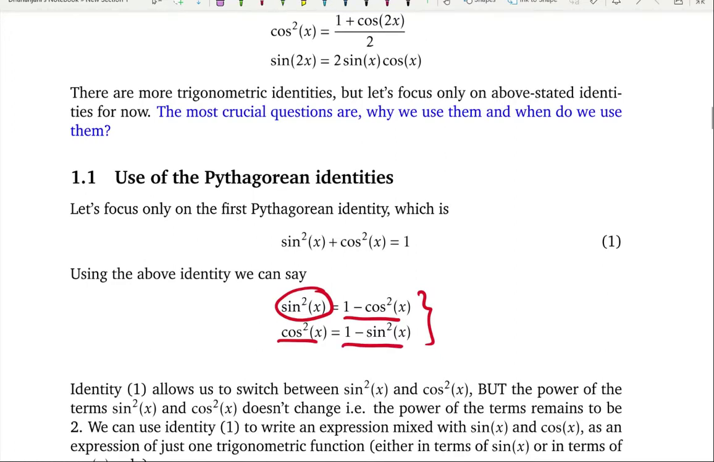Now, why would I do that in the first place? Sine square x is just one single term. If you compare sine square x with 1 minus cosine square x, 1 minus cosine square is a little more complicated than sine square x, right? It looks complicated, but actually it's not. So why do we do this?